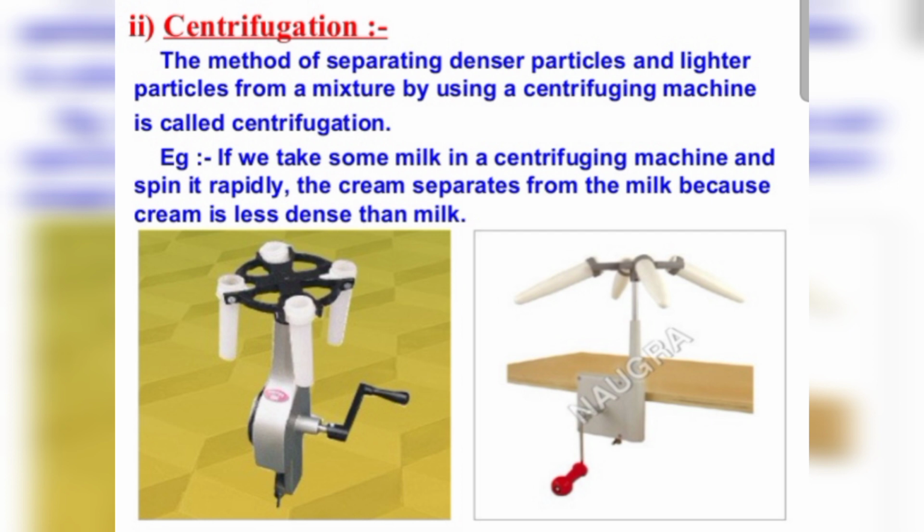We can apply this method because it is based on the difference in density. It means when milk is spun, the denser particles settle down at the bottom and the lighter particles stay at the top. So by this method we can separate cream from the milk.